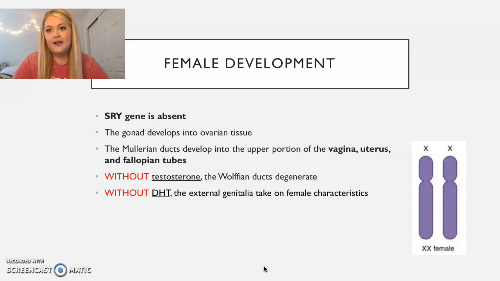So for female development, the SRY gene, let's remember, is absent. It is not present. If it was present, it would have been a male. But since the SRY gene is absent, female development is going to happen. So the gonad actually develops into ovarian tissue, and the Mullerian ducts develop into the upper portion of the vagina, uterus, and the fallopian tubes. Without testosterone, the Wolffian ducts degenerate, and without the DHT, the external genitalia take on female characteristics. Remember, testosterone and DHT are in males, not females, with the female development.